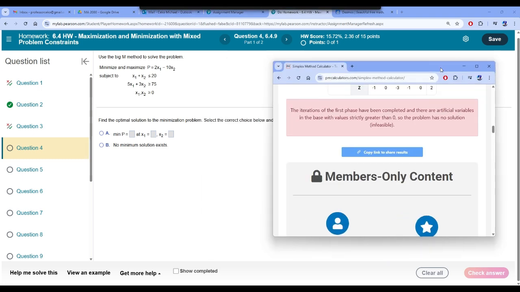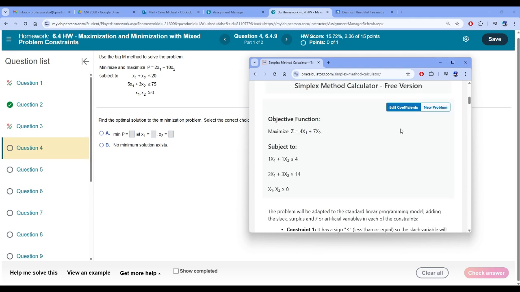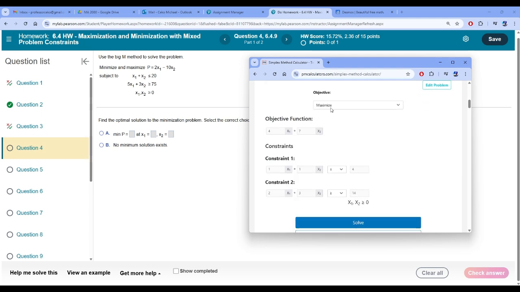Here we go. Let's do this one again. What's the next question? Edit the coefficients. I want to maximize and then minimize. So I want to minimize first. Find the optimal solution to minimize the problem where it's 2 and negative 10. This is going to be 1, 1 less than or equal to 20. And then this is going to be 5, 3 greater than or equal to 75. Solve that.